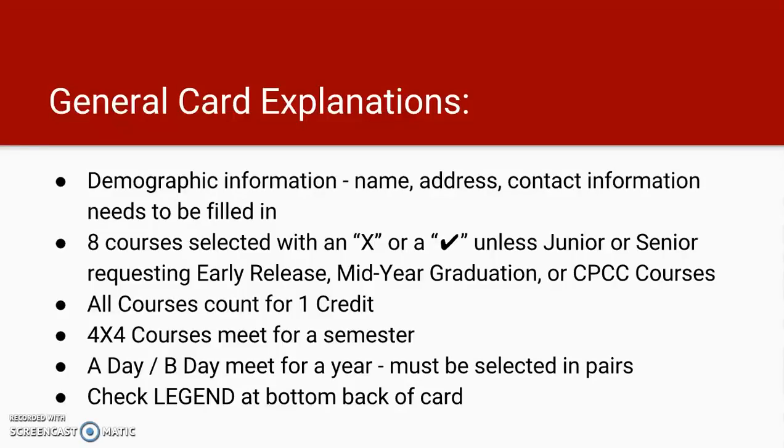Also, on the back of the card, there is a legend for the various symbols you see listed beside courses. Please refer to the symbols so that you'll know when you must have completed a prerequisite before signing up for a course. That means that you must have completed a prior course or level before taking the specific course.